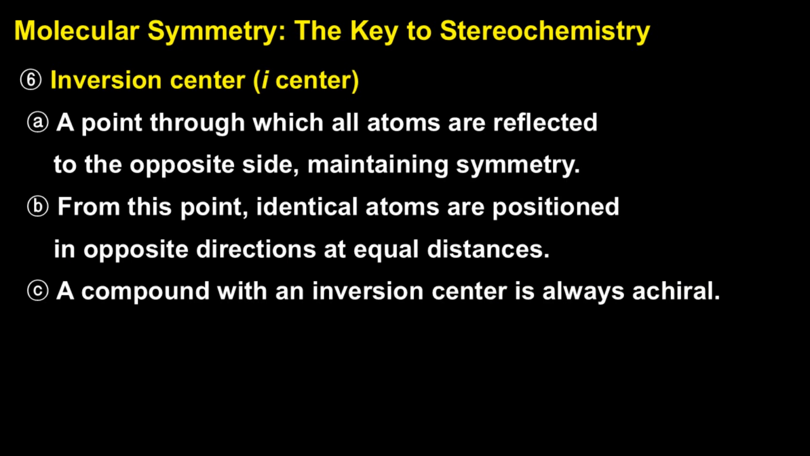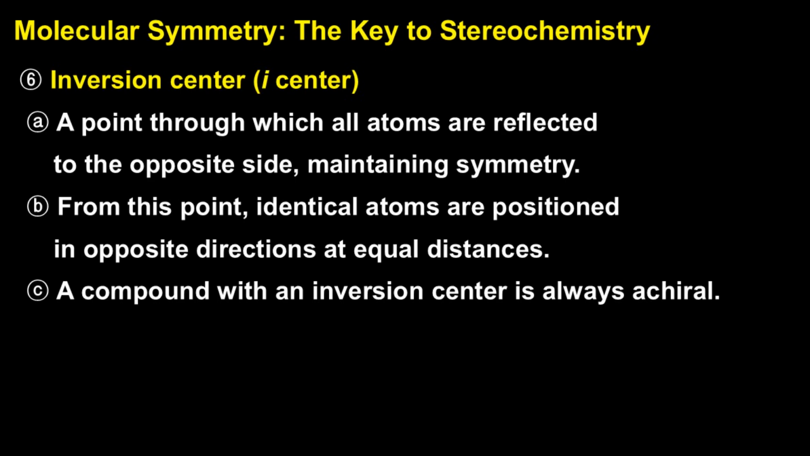So far, we've covered rotational symmetry and mirror symmetry. But there's one more important element we need to talk about, the inversion center, also known as the I center. So, what is an inversion center? It's a point in a molecule where, if you reflect every atom through that single point, each atom shows up at an equivalent position on the opposite side.